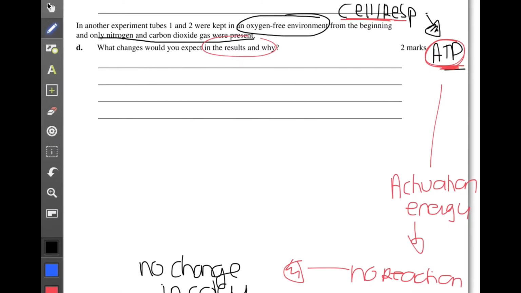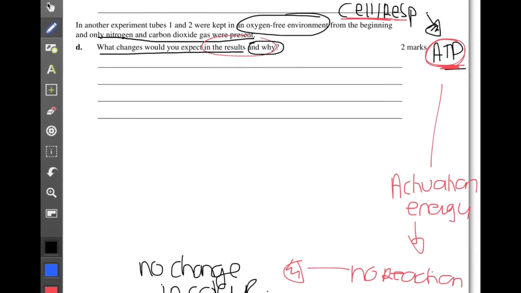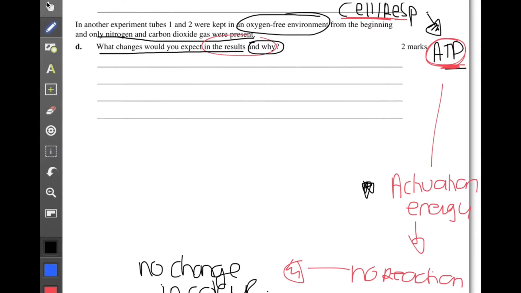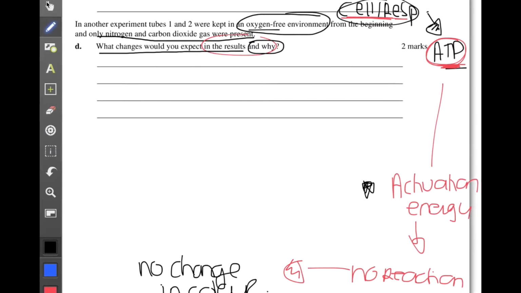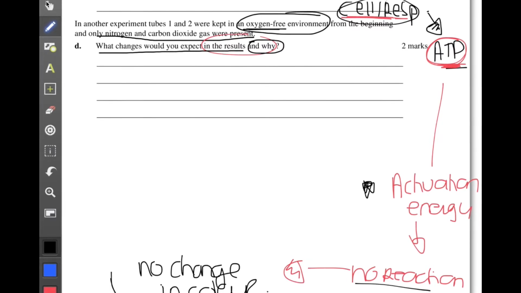So we've told them what change you would expect in the results and why. I need to explain that a little bit more. So you need to say that chemical reactions occur because they need activation energy. There's no cellular respiration occurring because there's no oxygen. Therefore, no reaction can occur and we won't see any colour change. All right? Hopefully that makes sense for you.